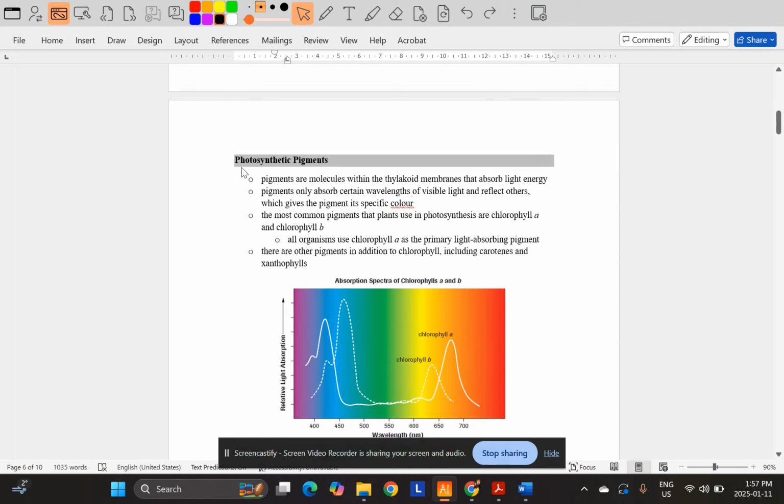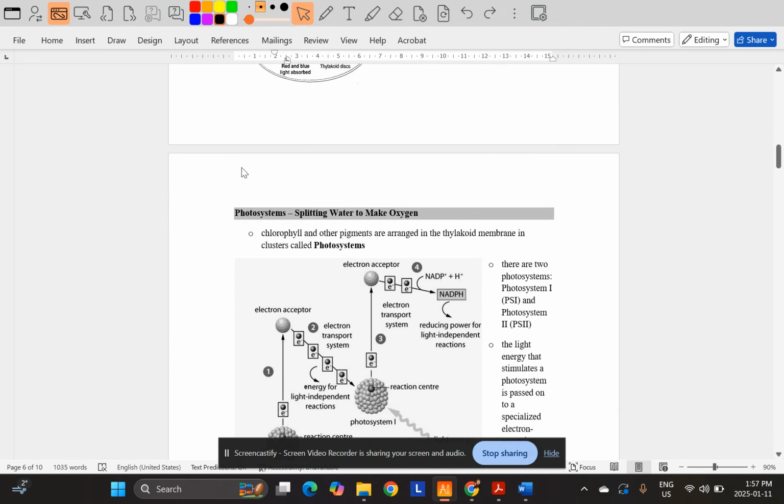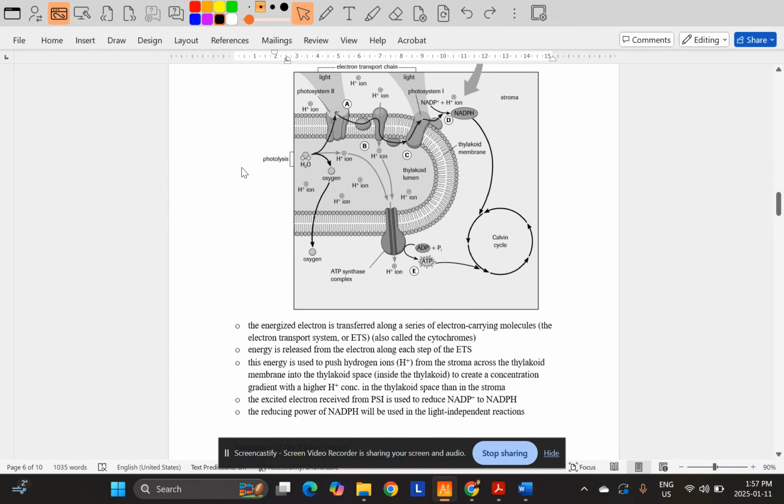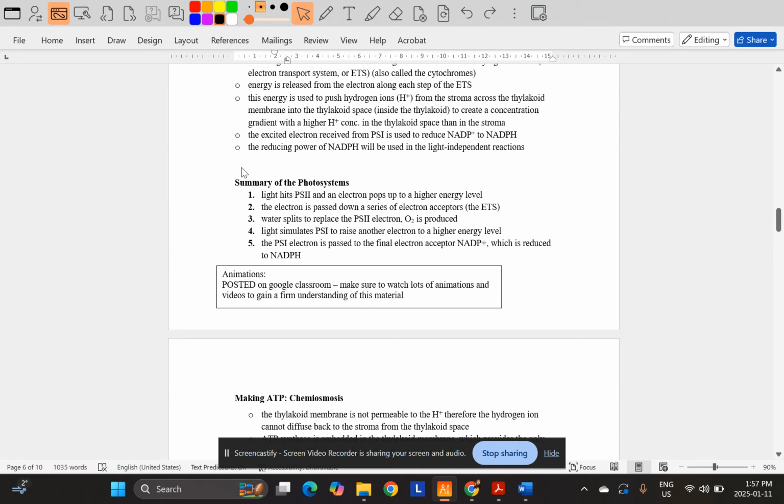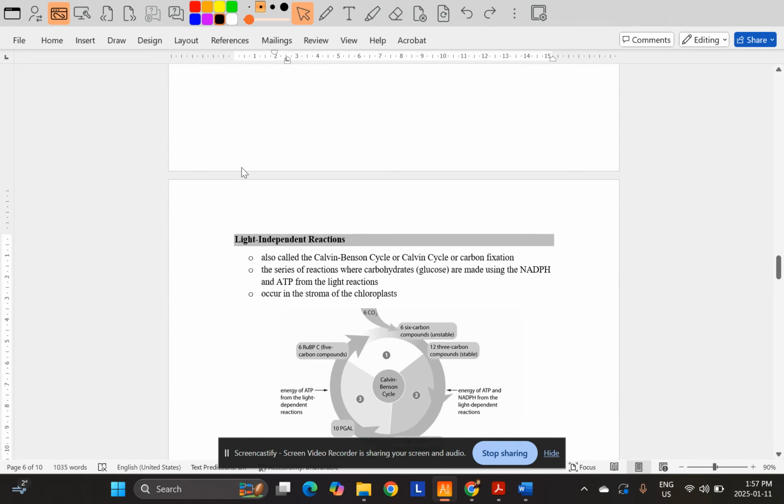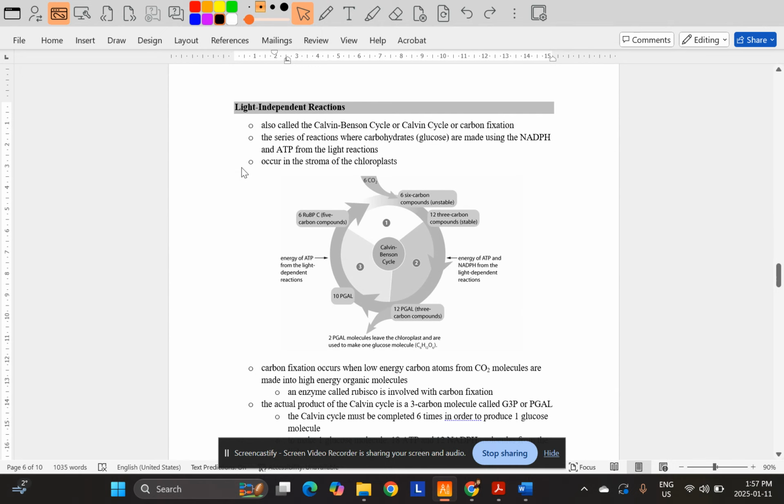I want you to go into your booklet and turn to the page on the Calvin cycle, the light independent reactions. They do not require light. This can be happening any time of the day. And now we're finally getting to talk about the good stuff, the food that's being made, the sugar, the glucose.